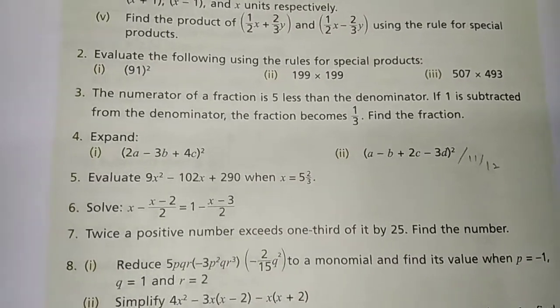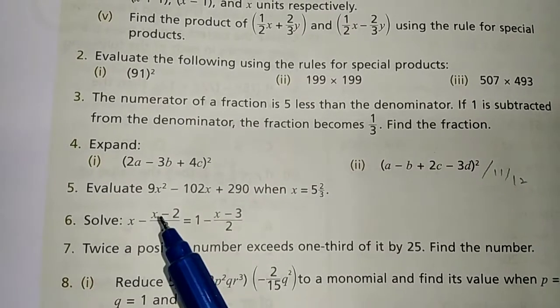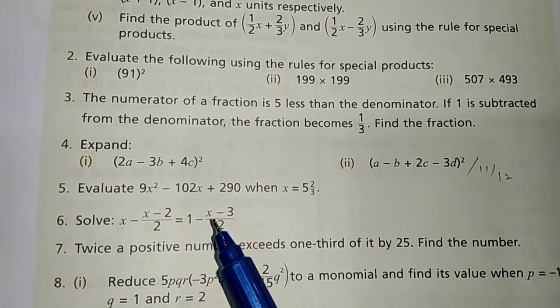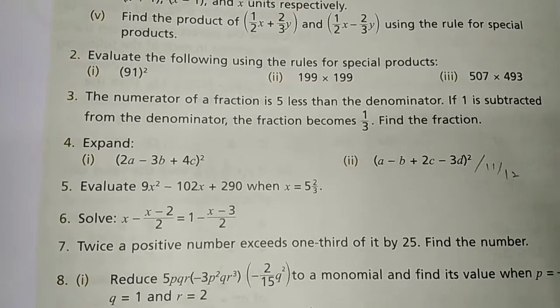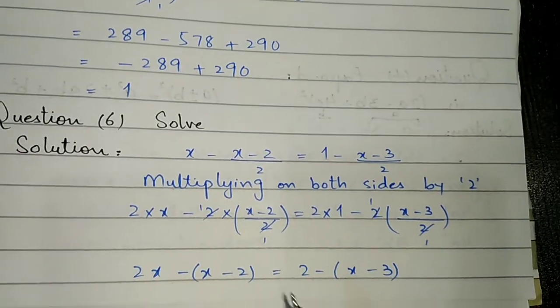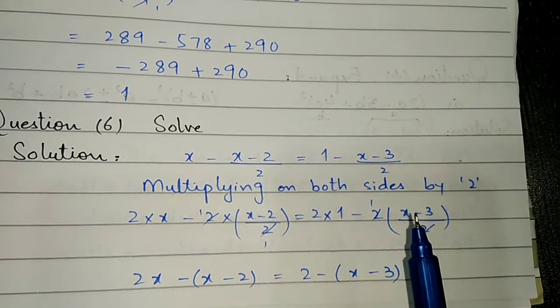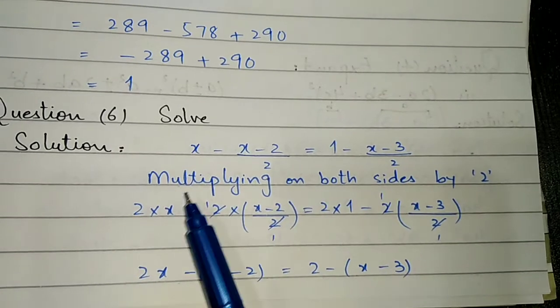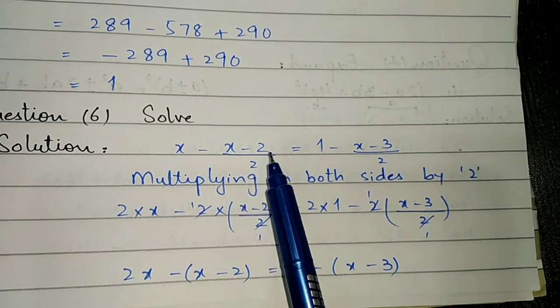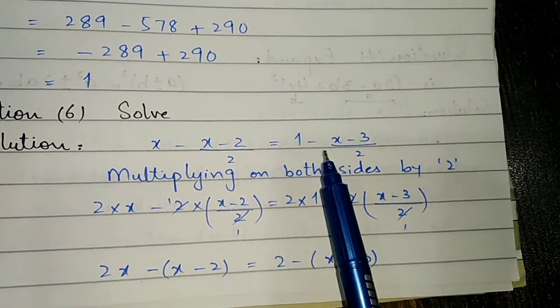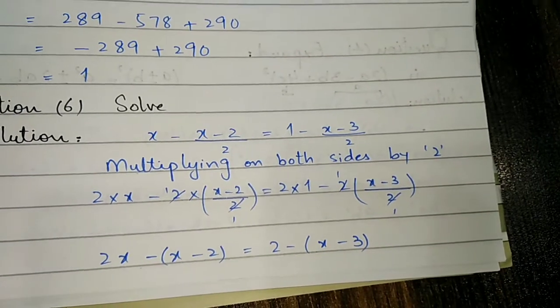Question number 6. Solve x minus 2 over 2 equals to 1 minus x minus 3 over 2. So firstly we have to multiply on both sides by the LCM, that is 2. So 2 times x minus 2 times x minus 2 over 2 equals to 2 times 1 minus 2 times x minus 3 over 2.